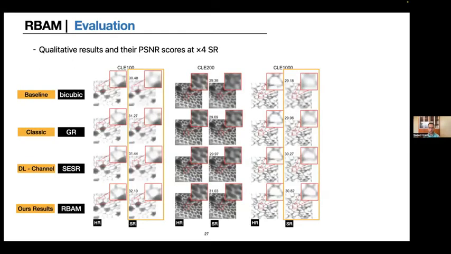We compare the performance of our method against the baseline, which is a bicubic interpolation, a classic example-based super resolution, and a similar deep learning-based network which uses the squeeze and excitation attention mechanism, SESR. And you can see that from the top to the bottom, our network can delicately restore high frequency details such as the granular texture, as you can see in this example or in the middle example, and sudden changes in grayscale pixel intensity.